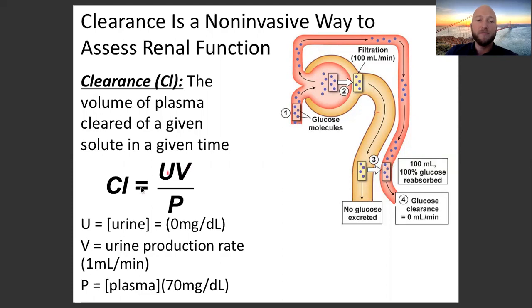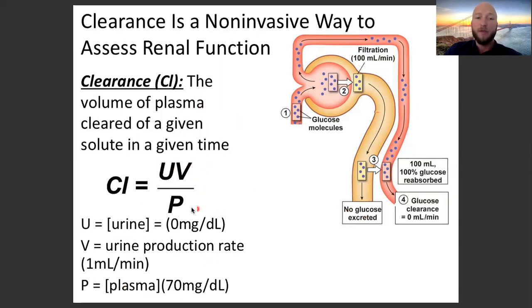So we have urine concentration. There's no glucose in urine normally, so that value is 0. So we have 0 times urine production rate. We're going to assume it's 1 milliliter per minute. So 0 times 1 divided by plasma concentration, 70 milligrams per deciliter, is going to give us 0. No glucose is urinated out. No plasma is cleared of glucose.